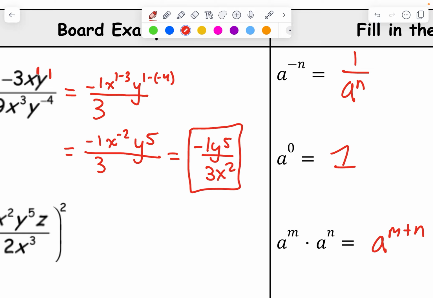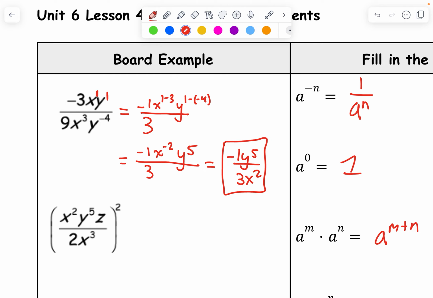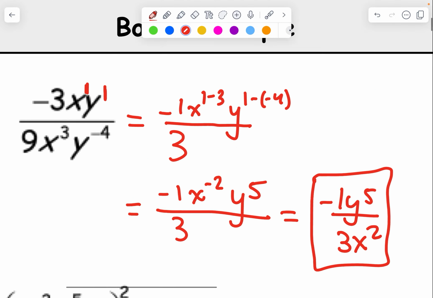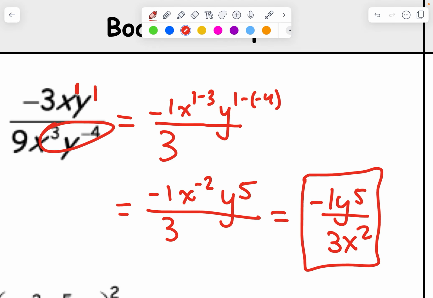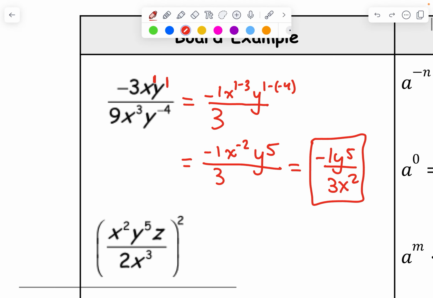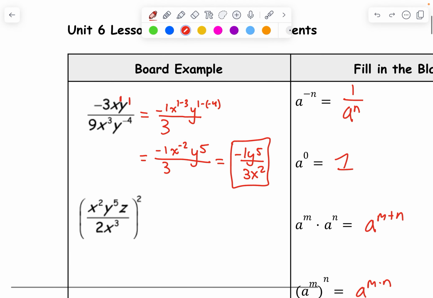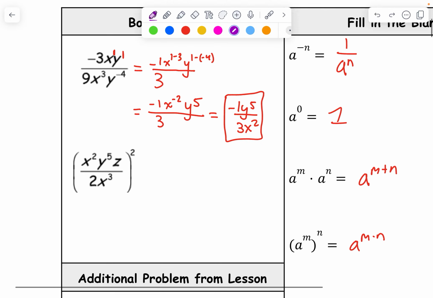and that is my final answer. Okay? So again, you only apply the subtraction and addition rules, with multiplying and dividing, to terms that have the same base. Because you want to make sure that you only do x to the first minus, 1 minus 3. Don't subtract this 3 and this 4, because they have different bases. Okay? All right. So now we're going to move on to the next one, which is this one.